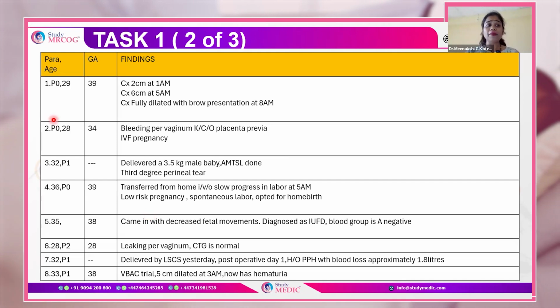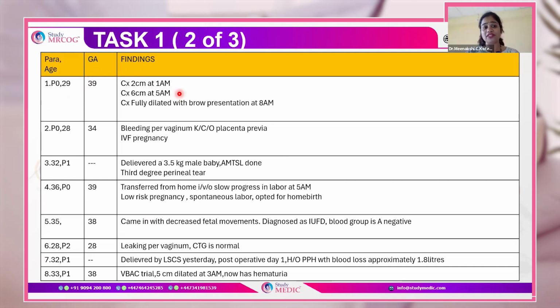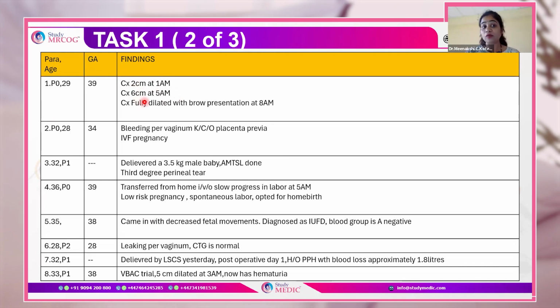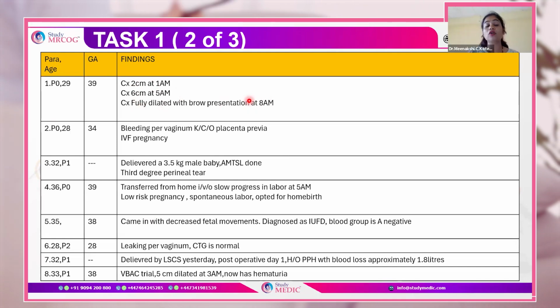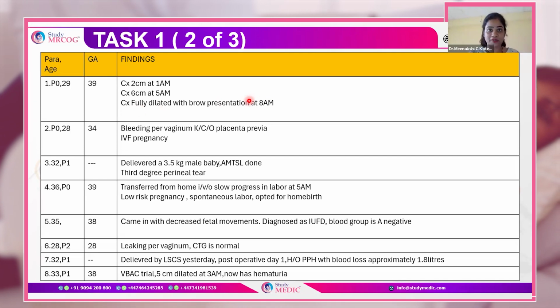So for example, as you can see here, she is a primary 29-year-old at 39 weeks of gestation who has been in labor. She was initially 2 centimeters, then she becomes 6 centimeters. Now she's fully dilated with breech presentation. When you know that it's a breech presentation, that means the mechanism of labor is not possible, right?